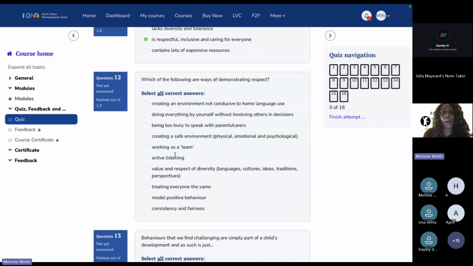Which of the following are ways of demonstrating respect? Do we demonstrate respect by creating an environment that's not conducive to home language use? No. Do we create respect by doing everything by yourself without involving others in decisions? No. By being too busy to speak with parents and carers? No. Listen, there's one parent, happy staff, you know who I mean. We know.